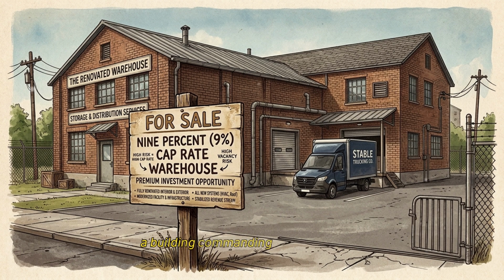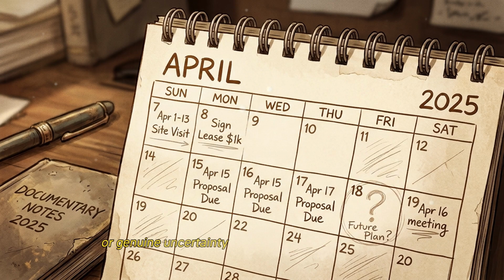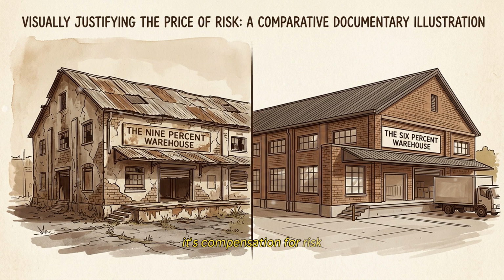A building commanding a 9% cap rate is, in nearly every case, being priced that way because the market perceives real risk in that income. A shorter lease term, a weaker tenant, a less desirable location, deferred physical maintenance, or genuine uncertainty about whether the current rent will still exist in 18 months. The higher number isn't a gift, it's compensation for risk that a lower cap rate building doesn't carry.